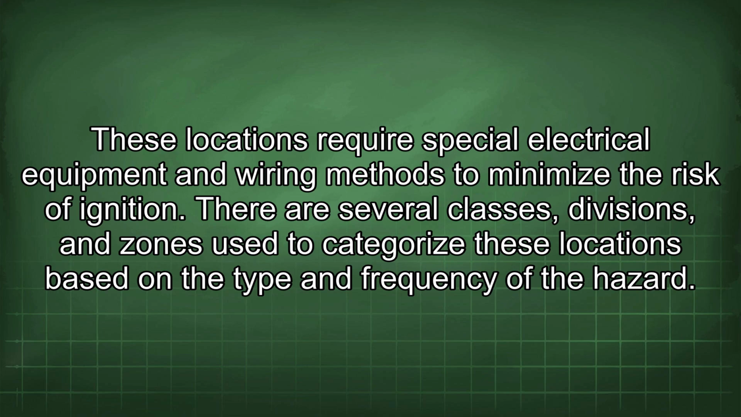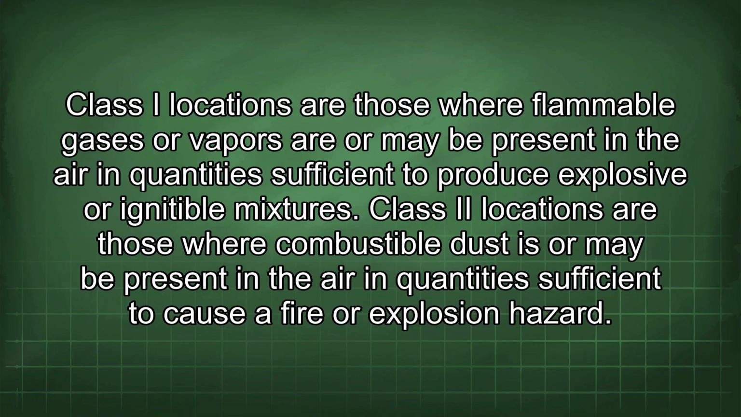These locations require special electrical equipment and wiring methods to minimize the risk of ignition. There are several classes, divisions, and zones used to categorize these locations based on the type and frequency of the hazard. Class I locations are those where flammable gases or vapors may be present in the air in quantities sufficient to produce explosive or ignitable mixtures.